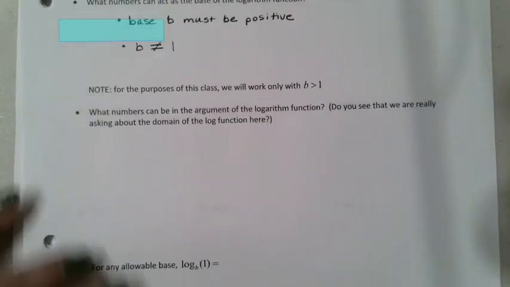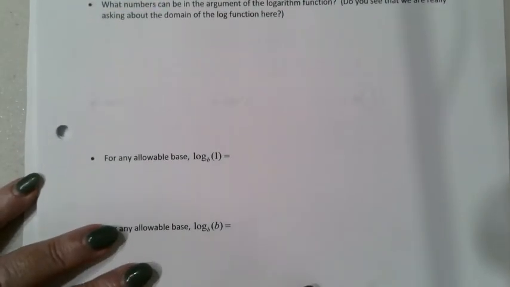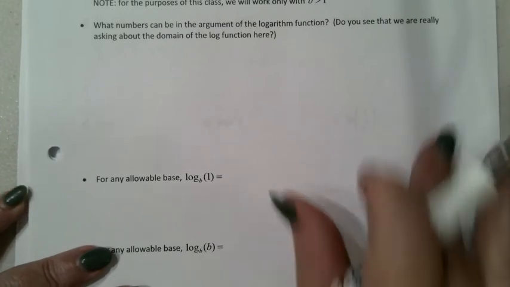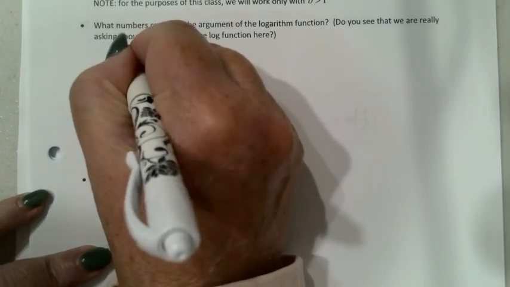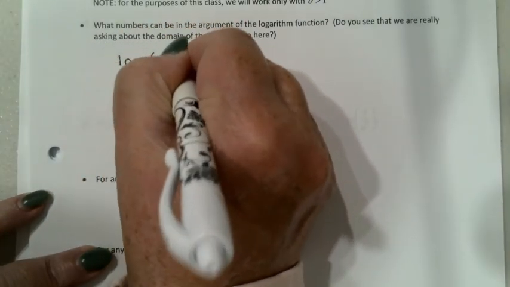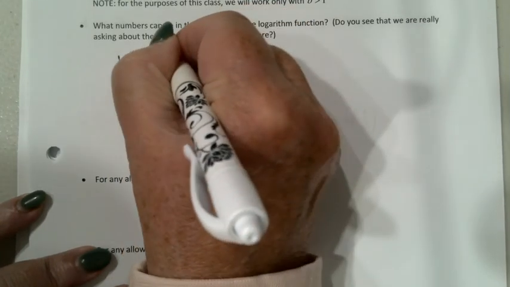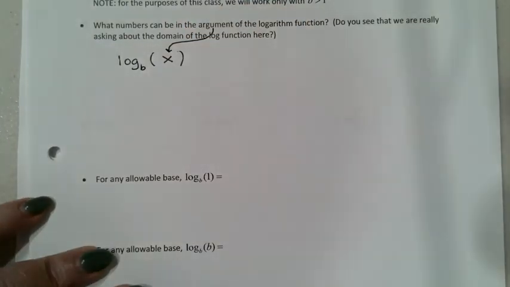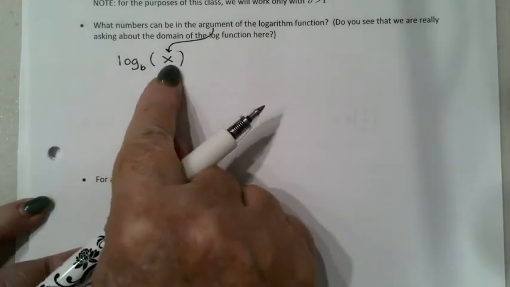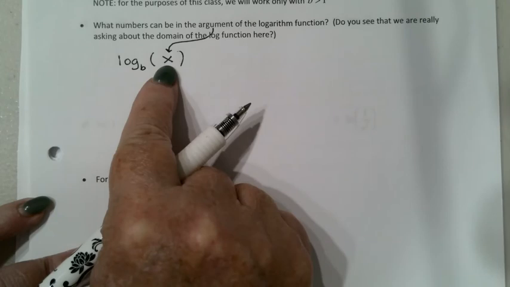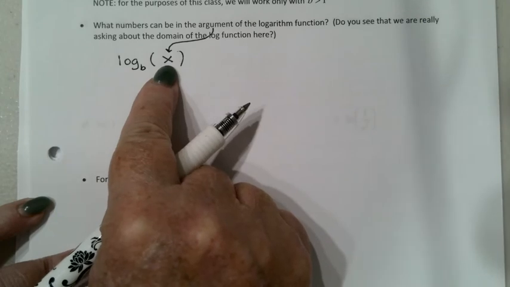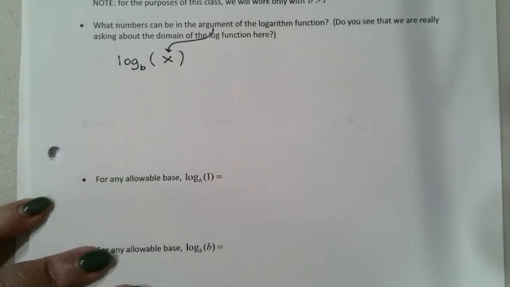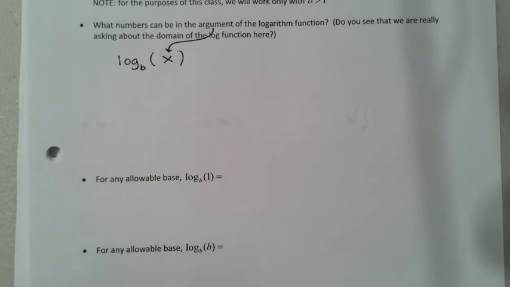All right, what about in the argument? What numbers can be in the argument of the log function? When I say argument, I'm talking about right there. What am I taking the logarithm of? Well, let's see. If I'm talking about the argument, I'm talking about the x values, the inputs. And as it says in the little note, if I'm talking about all the inputs, I'm really talking about the domain of the function.